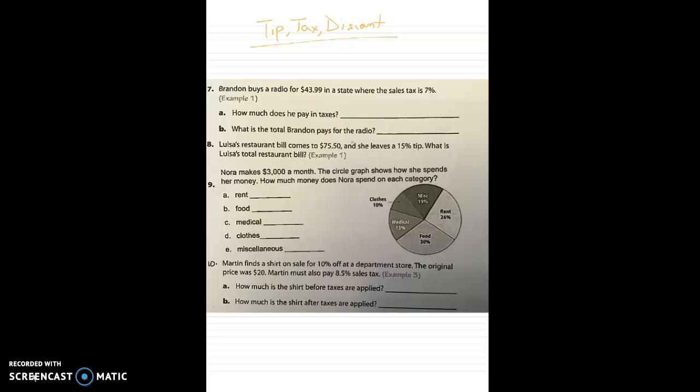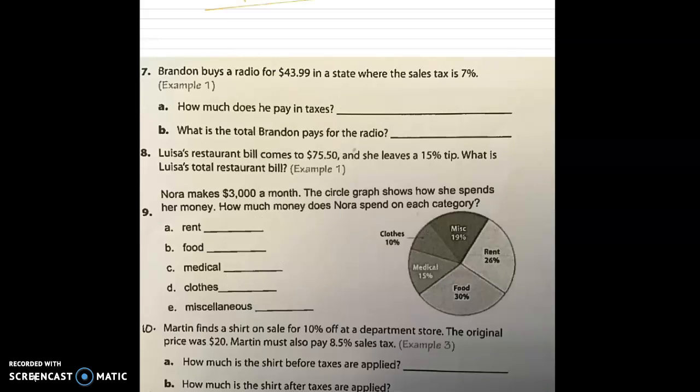All right, here's part of your assignment for tip, tax, and discount. This is for my class. Some other classes may have already done this, and you may have done the whole page. I'm not sure. Tip, tax, and discount. All right, this is all real life problems right here. I'm not going to solve them for you. I'm just going to help you get maybe one or two set up.